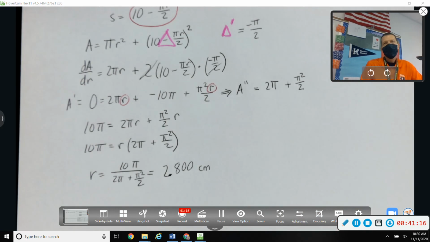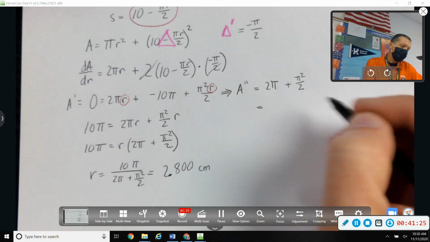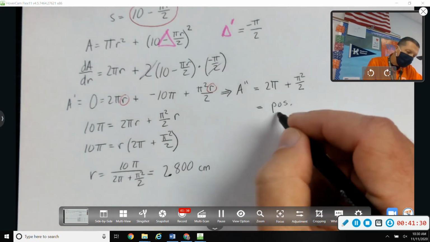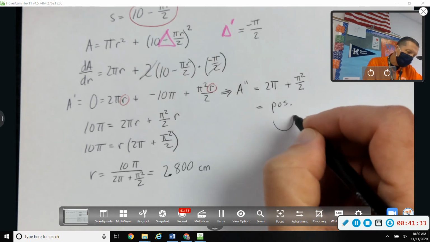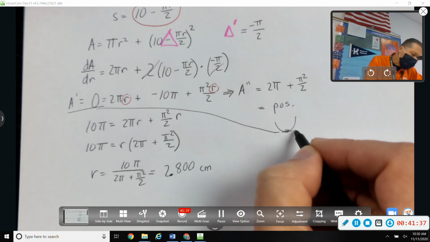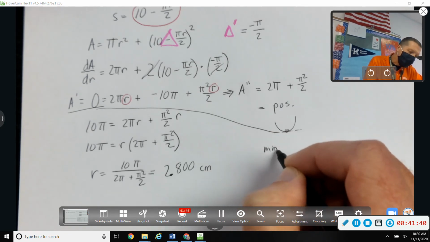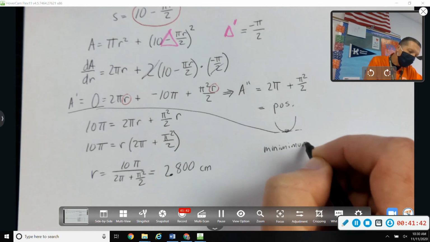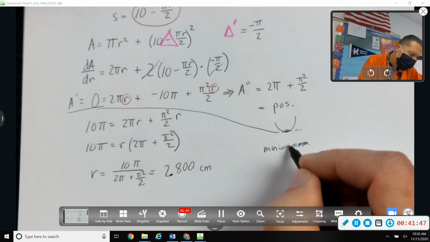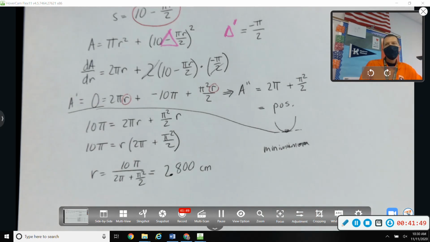I don't know what 2 pi plus pi squared over 2 is, but what was the point of taking the second derivative? What are we looking for here? Positive and negative. So I do know that it's positive. So let's see. Positive means we're concave up. A prime is 0, happens right there. So that means we found a minimum, which is what we were hoping for. A minimum.